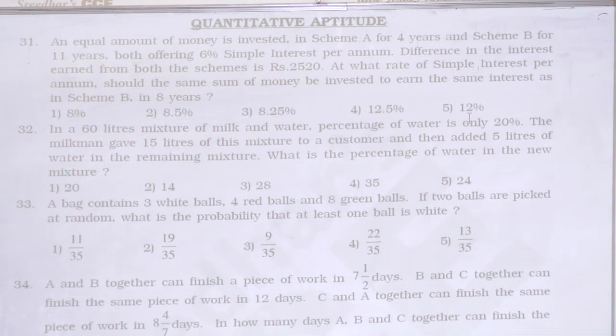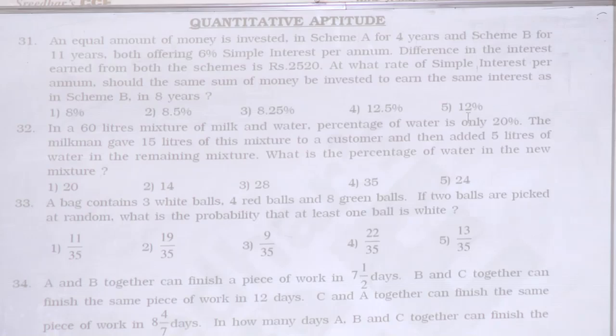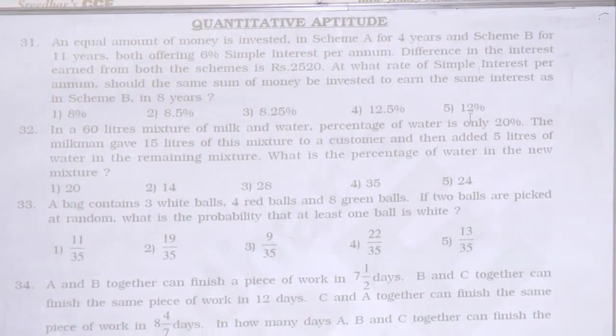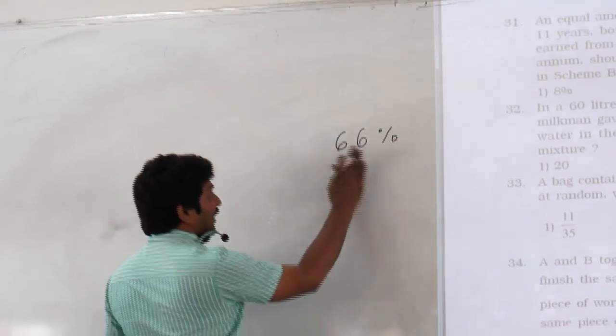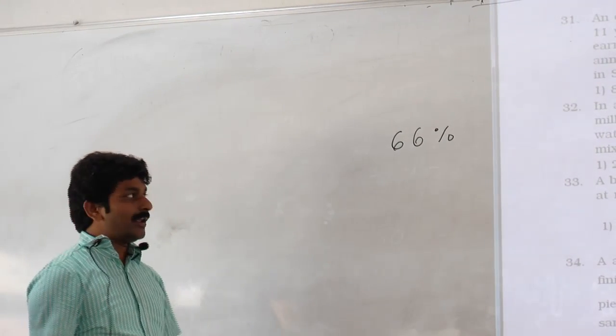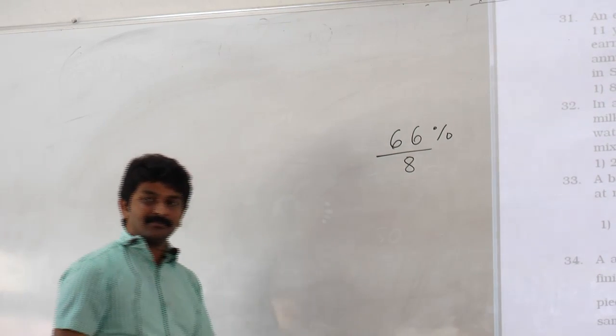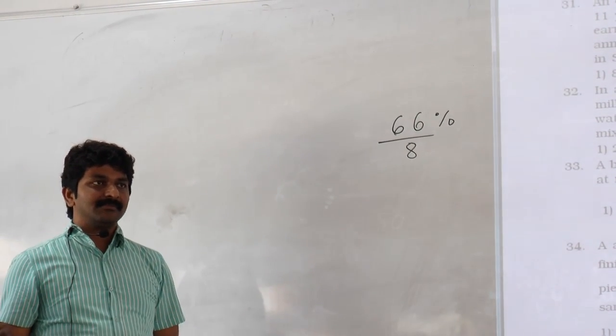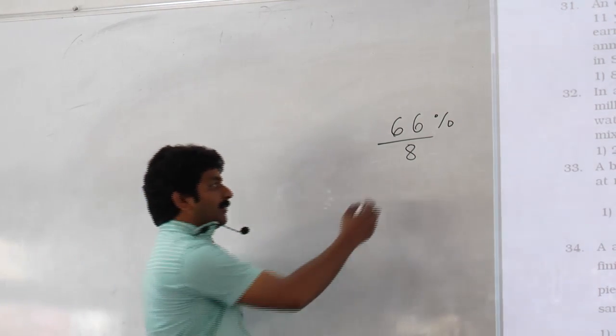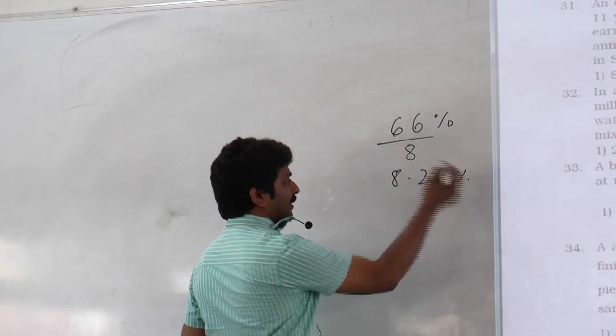So the same principal is invested and you are expected to have the same interest earned as in scheme B. Scheme B is given for how many years? 11 years. And what is the rate of interest? 6%. So how much percent will you get in 11 years? 66%. And you should get the same interest from the same principal in how many years? 8 years. So per year you should get 66 by 8, which is 8.25% per annum.